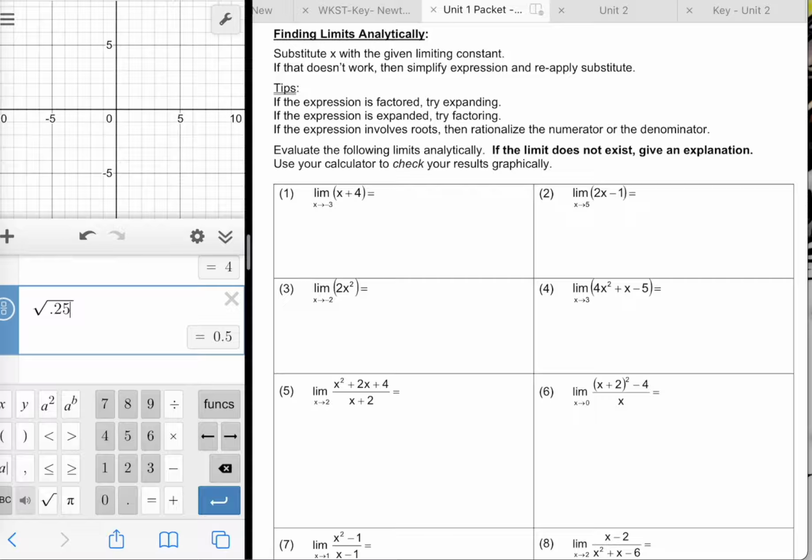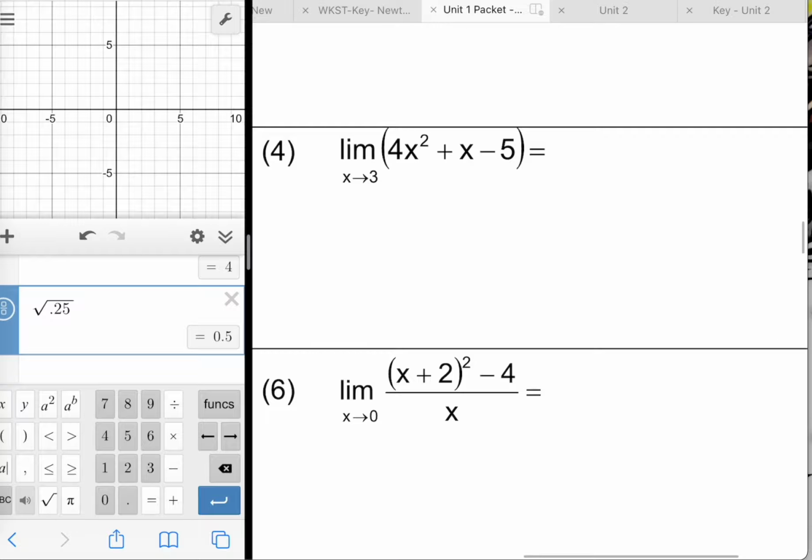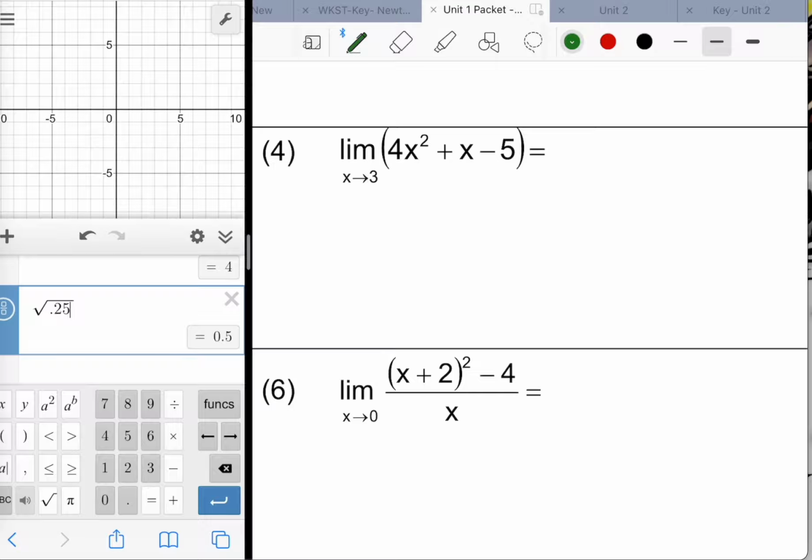All right, so we'll start off with something simple, like number four, for example. When it comes to finding limits analytically, it sometimes is as straightforward as substituting in your limiting constant. So our limiting constant here is the number 3. Each x in the expression gets replaced with a 3. And then you simplify. Now that's not bad.